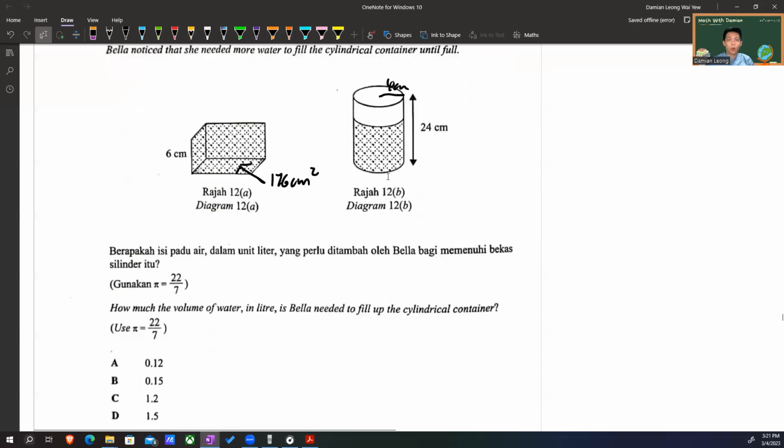So how much volume is needed to be added? I don't know this height. Let's find the height of water first. Basically the volume when poured over is the same. So the volume of the cylinder is pi r square h, 22/7 times radius square times height, equals 6 times the 176 cm square.